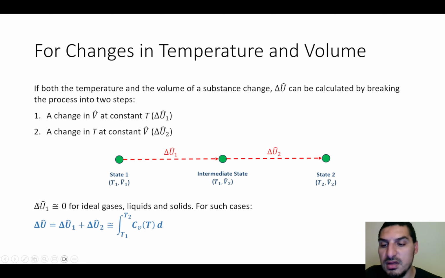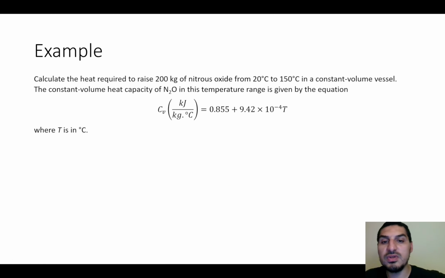So again, this is what will be changing. The delta U is going to be 0 for this step, and then delta U is going to be the integral from T1 to T2 of CV dT. This is dT, but I think I forgot to put the letter T here. Anyway, so this is the equation that we have.